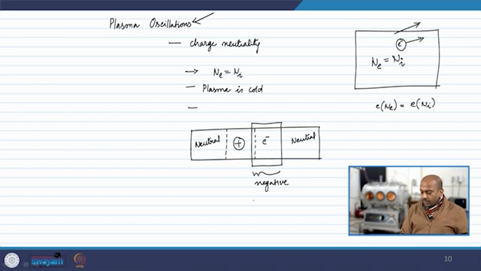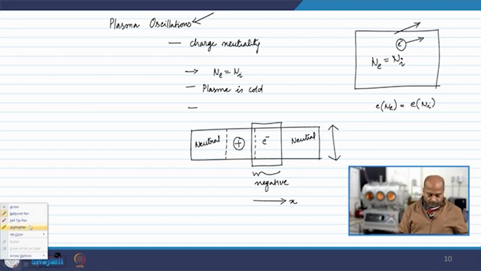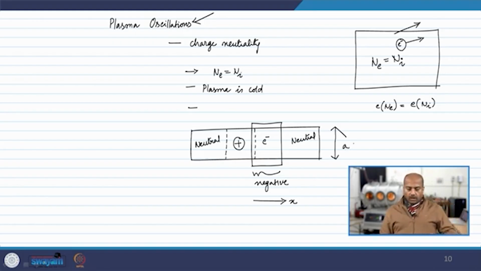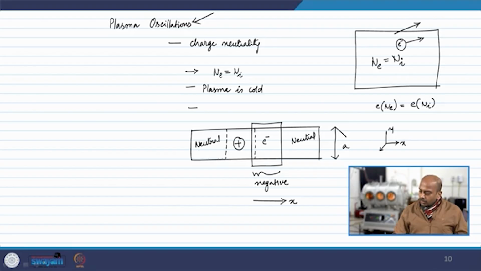Let us denote this direction as the x direction, and let us call the thickness of this strip A. The directions are denoted like this: x, y.